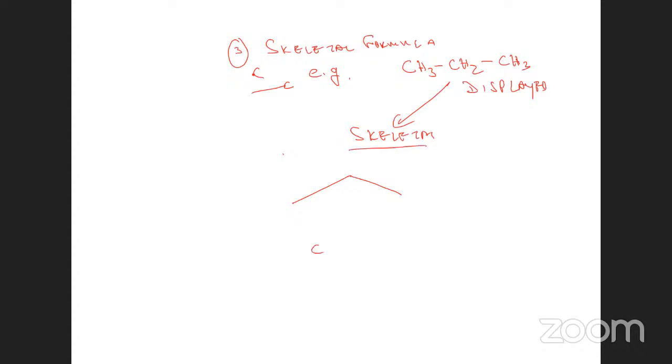What it means is carbon, carbon, carbon. We assume from our knowledge, we know if it is an end carbon, there should be 3 hydrogens. If it is in the middle carbon, no double bonds or triple bonds, there need to be 2 hydrogens. And the other end should have 3 hydrogens. That's it. So this is a skeleton.